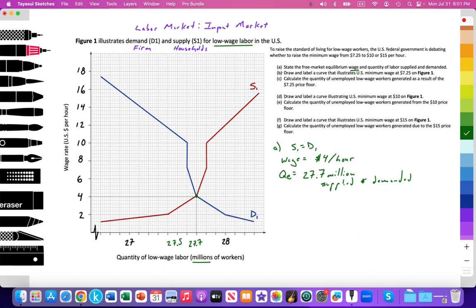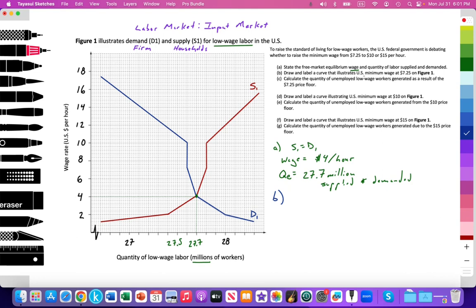All right. Next question, part B. Draw and label a curve that illustrates the U.S. minimum wage at $7.25 on figure 1. So go ahead and pause the video and consider where you would draw that line. Pause the video now. Okay, so let's take a look.